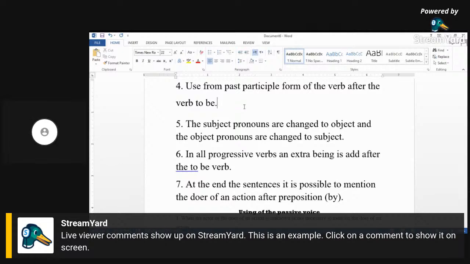Number 7. At the end of the sentence, it is possible to mention the doer of the action after the preposition by.